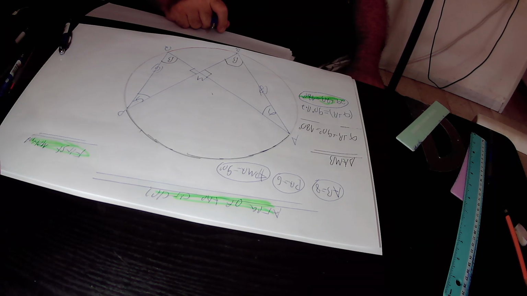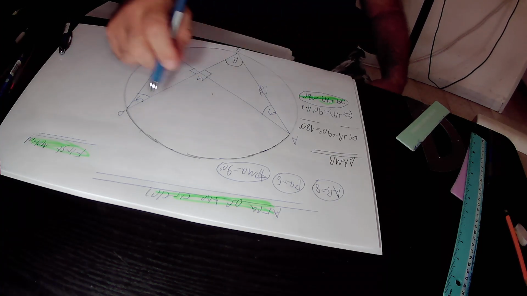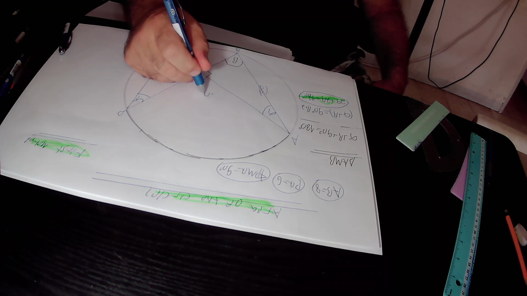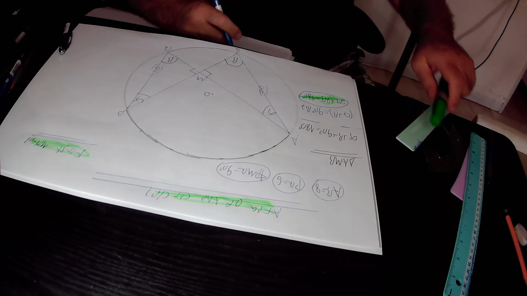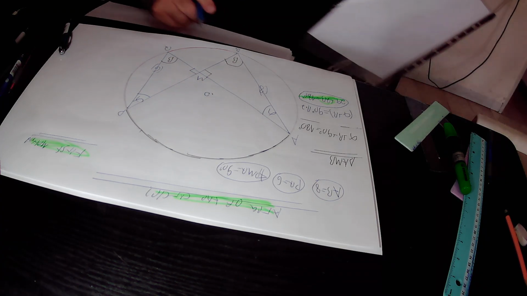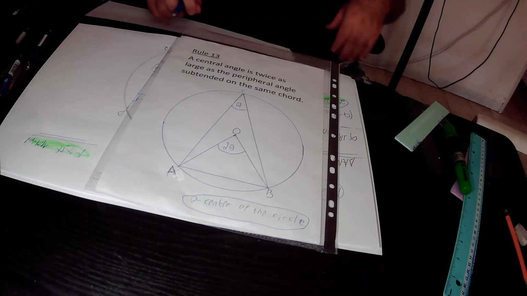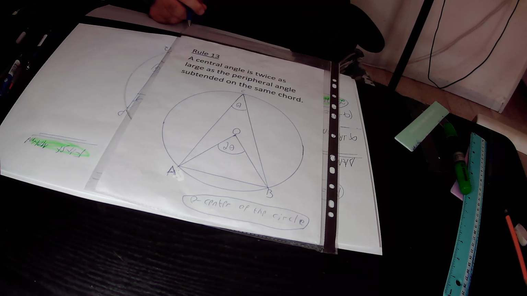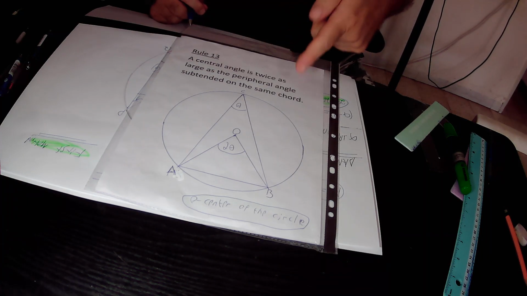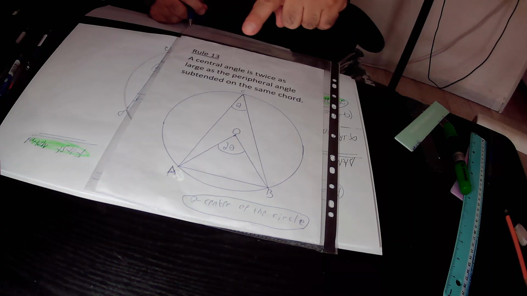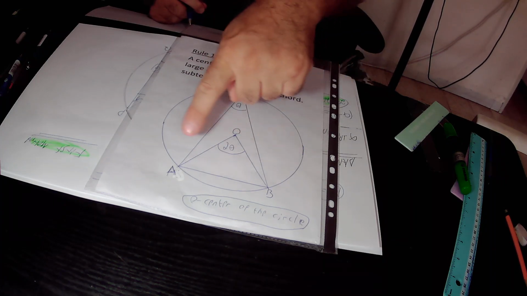In the next step, I will present to you rule 13, and we will implement rule 13 in our drawing. But before that, we define the center of this circle. This point is point O. So according to rule 13, the center angle is twice as large as the peripheral angle subtended on the same chord or the same arc. It doesn't matter if it is a chord or arc.